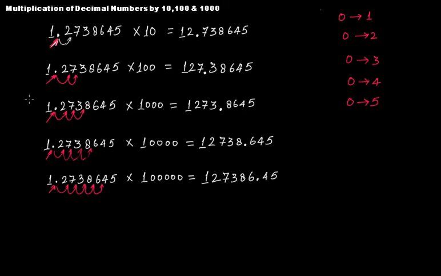So let me take this out. Suppose we have 2.3, and 2.3 multiplied by 10. Our decimal point is here.